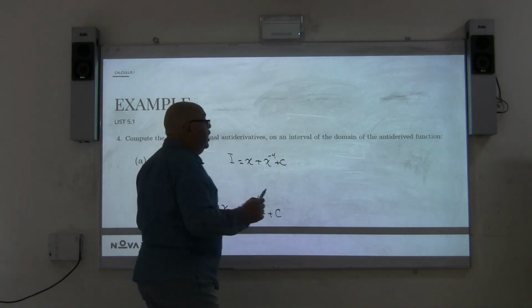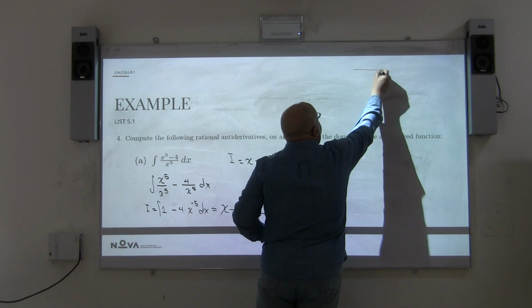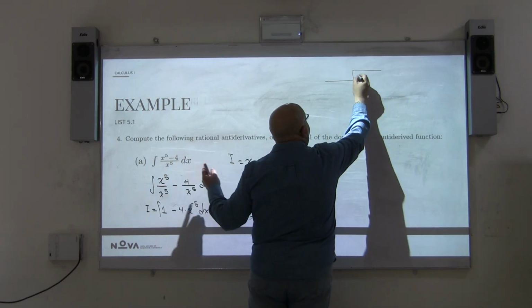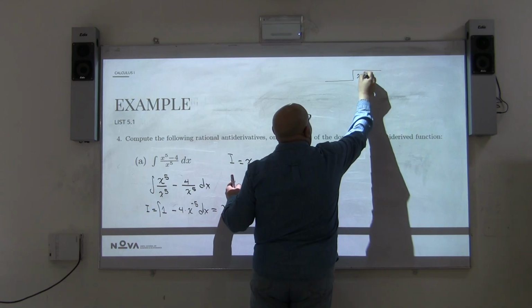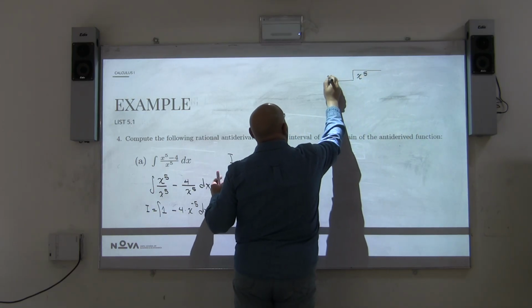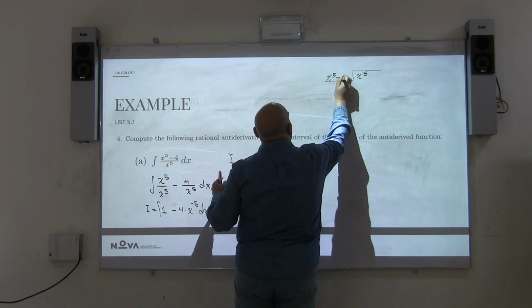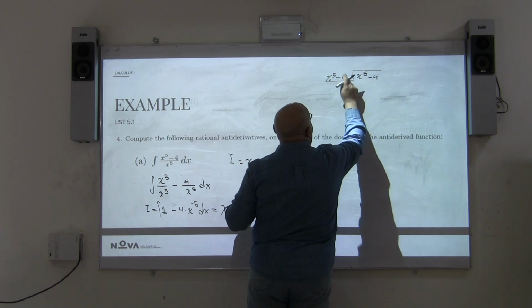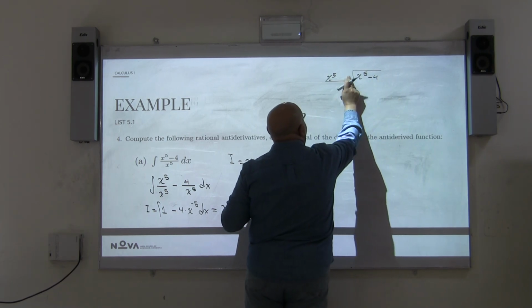So how to do it? I will use long division, which is very, very simple. All I have to do is to write my numerator on this side, which is x to the power of 5, and write the denominator on this side, which is x minus 4. I'm sorry, this is x minus 4, and this is x to the power of 5.